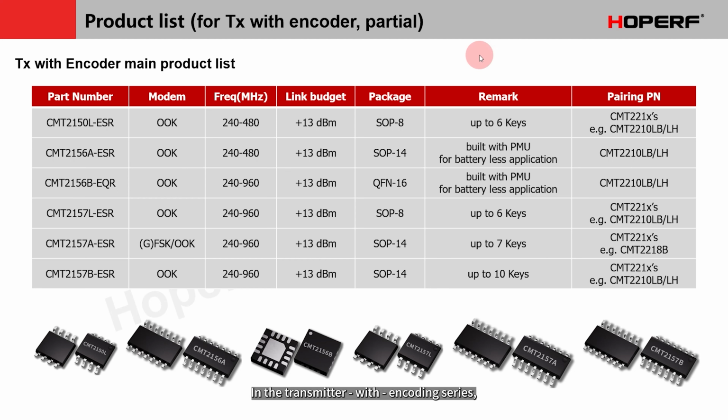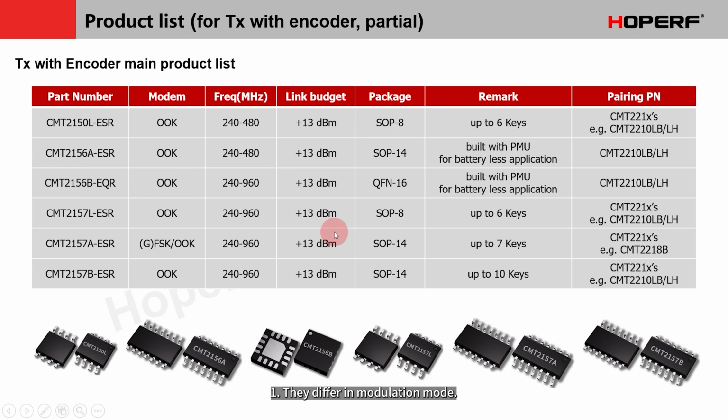In the transmitter with encoding series, we mainly promote the following models. 1. CMT2150L ESR, 2. CMT2156A ESR, 3. CMT2156B EQR, 4. CMT2157L ESR, 5. CMT2157A ESR, 6. CMT2157B ESR. The table details their specifications.